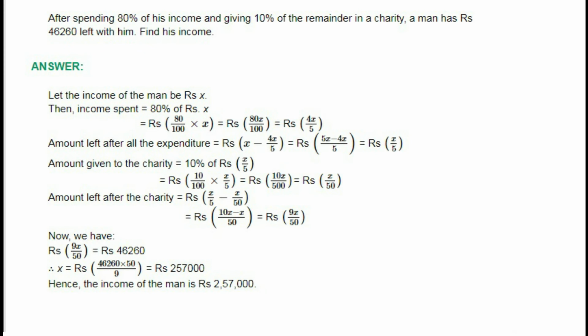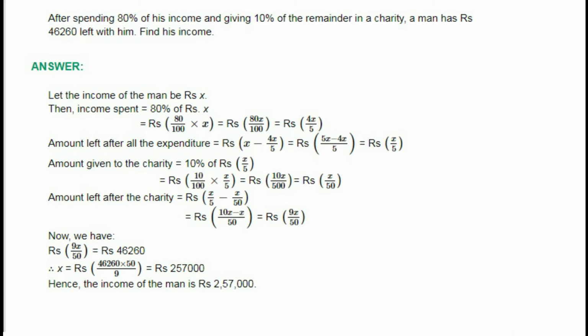So our next sum is: after spending 80% of his income and giving 10% of the remainder in charity, a man has rupees 46260 left with him. Find his income. So he is basically spending overall 90%, and the left amount is 46260. We have to build an equation, and from that equation we have to find the value of x.